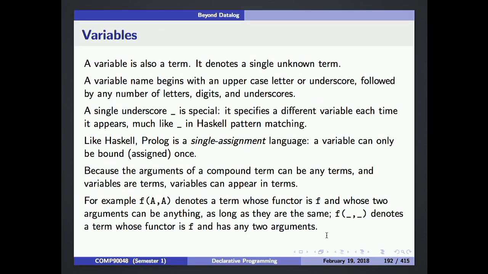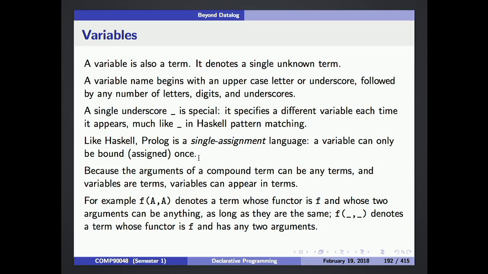Okay, so we've got atoms, we've got compound terms, and we've got variables. And a variable is also a term, obviously. And as I said before, a variable name begins with an uppercase letter. Right, so the opposite of Haskell. Followed by any number of letters, digits, and underscores. And we've got a special variable, underscore, exactly the same as in Haskell. That underscore is the unnamed variable. So we use it in Haskell in pattern matching, if we want to match something, but we don't care about its name. It's almost exactly the same usage in Prolog.